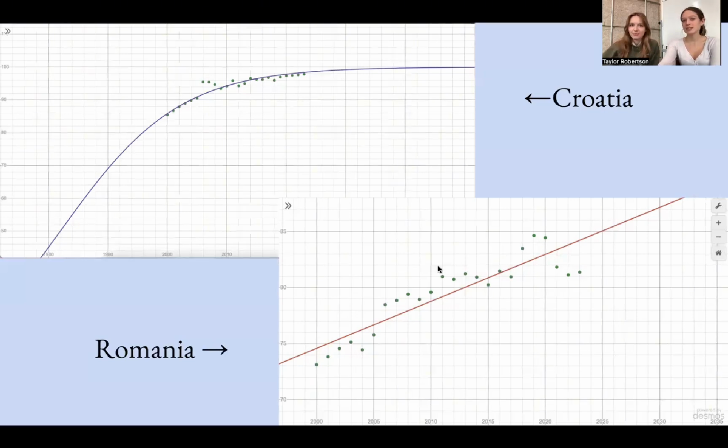Similar to Croatia, we can see when looking at Romania's graph that there's a positively increasing slope. However, a linear model was best suited for this data as there was a fairly steady increase in values over time. This project has allowed us to pinpoint what makes a good model, things like simplicity, using reliable data, and being aware of our limitations.